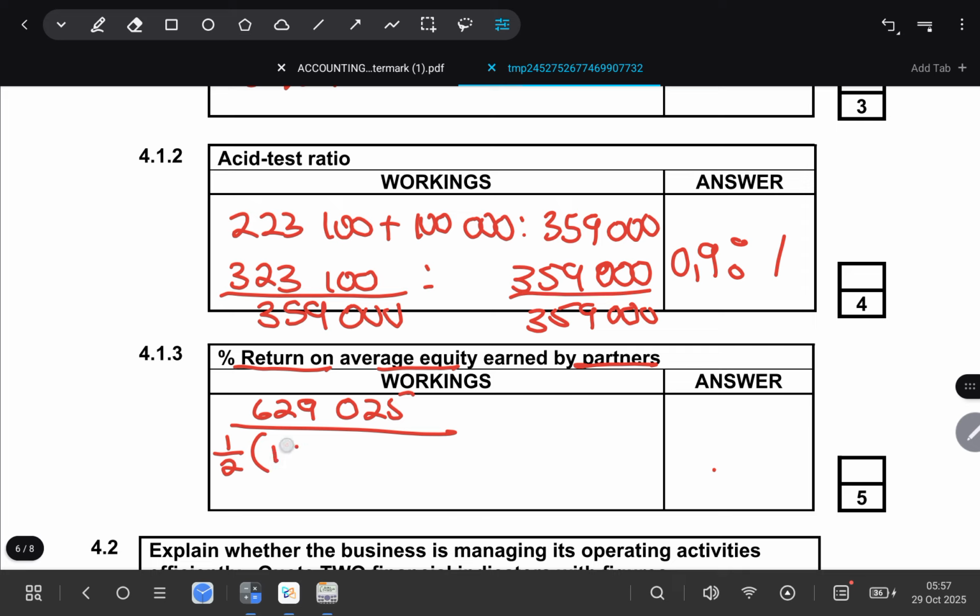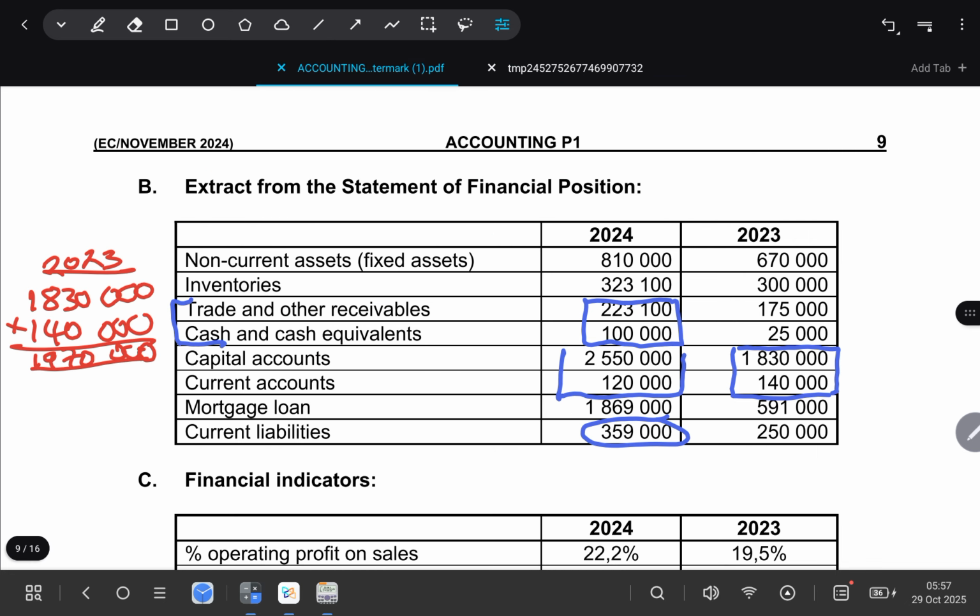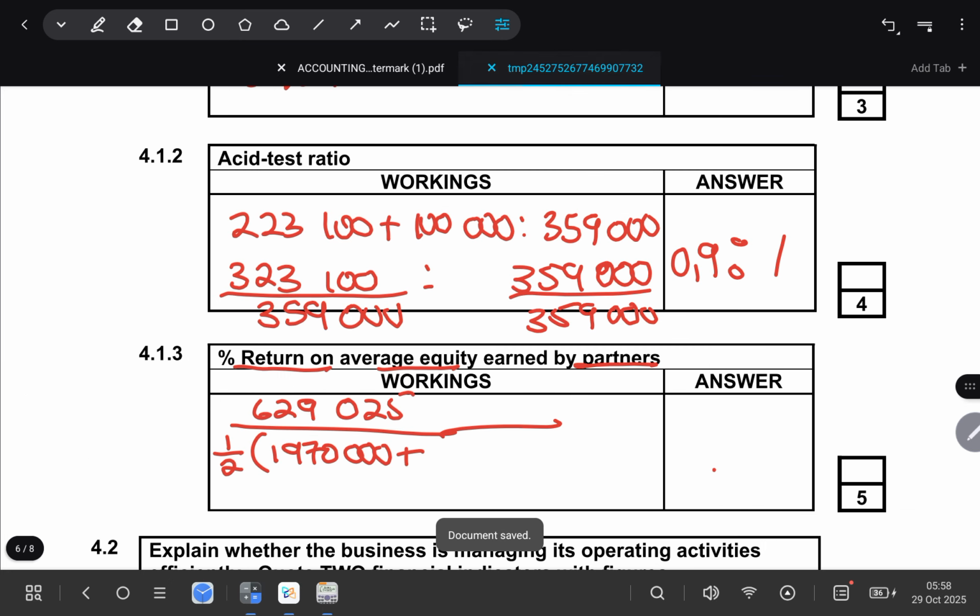So you say 1,970,000 plus the one for this year. The one for this year is going to be 2,550,000 plus 120,000. Now remember, what is important here is that you need to make sure that for your current accounts, you take into consideration whether they are debit or credit. In this case, all of them are credit. So we say 2,550,000 plus 120,000, which gives us 2,670,000.